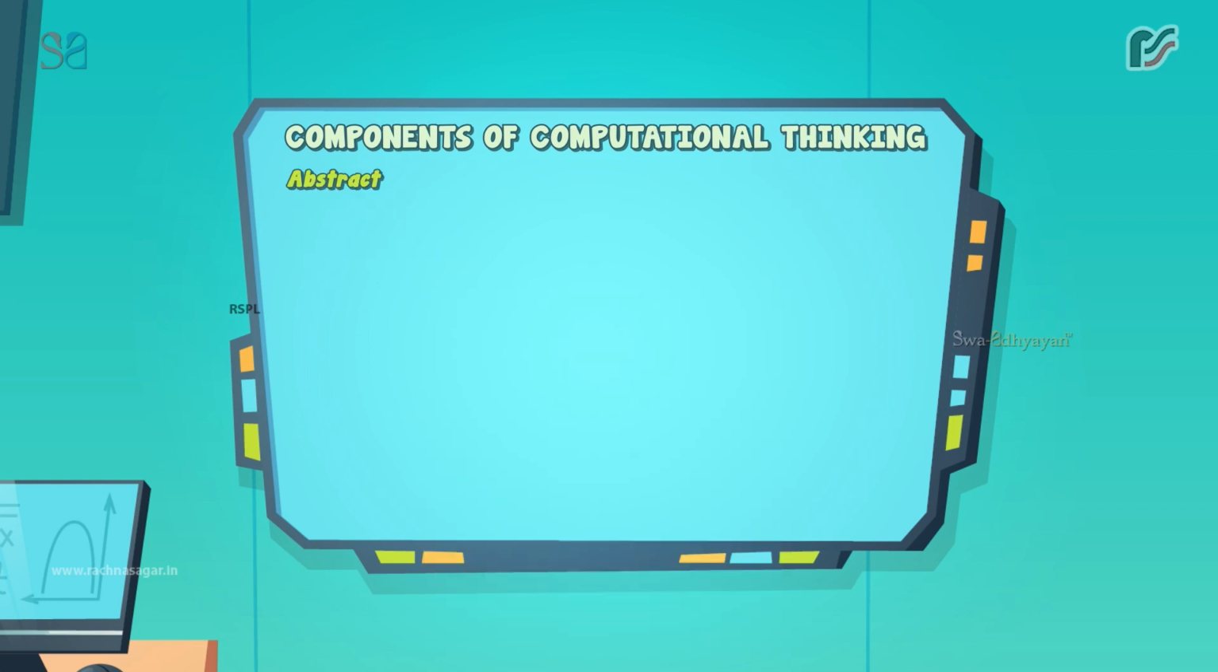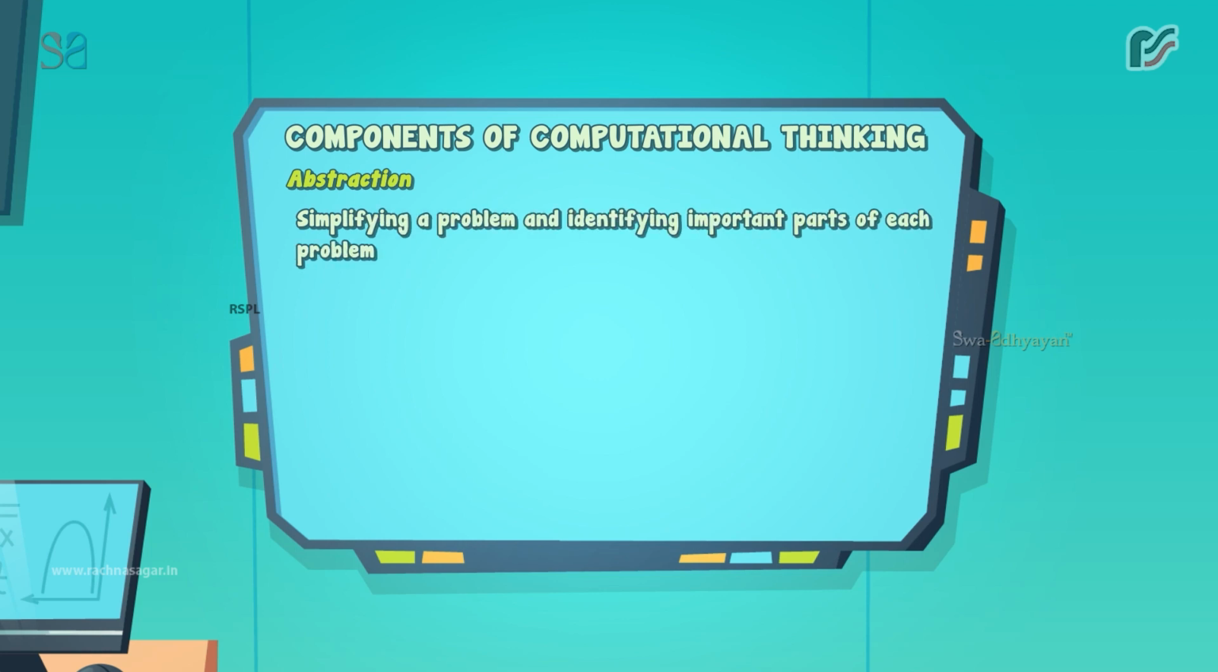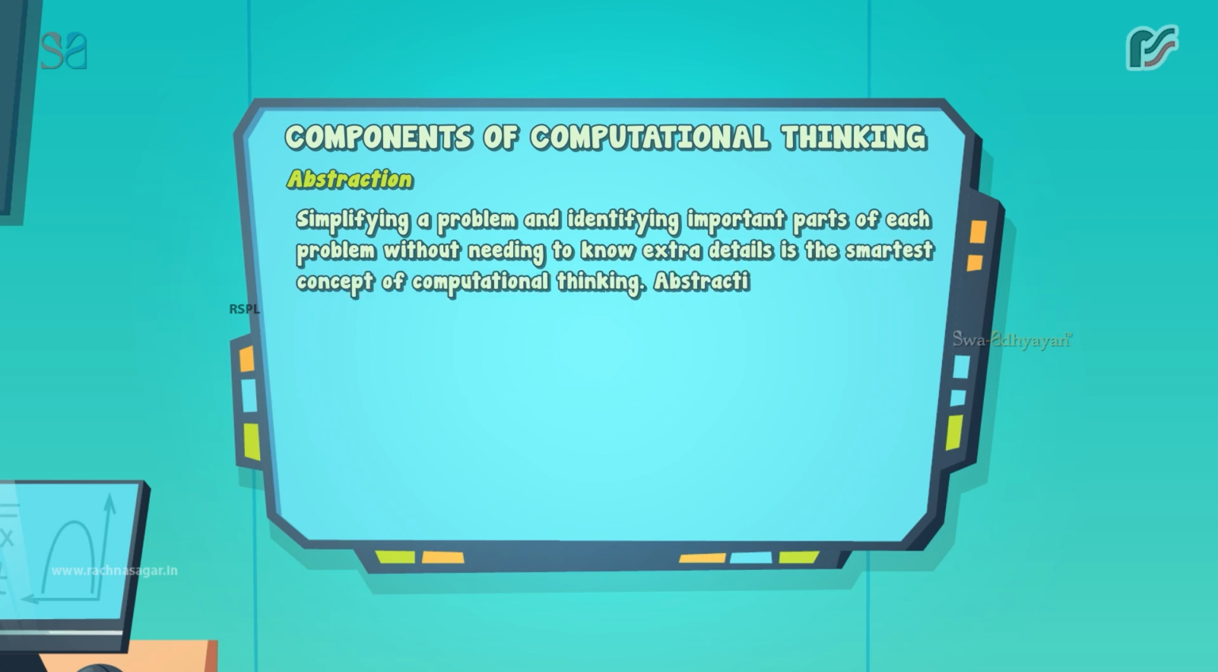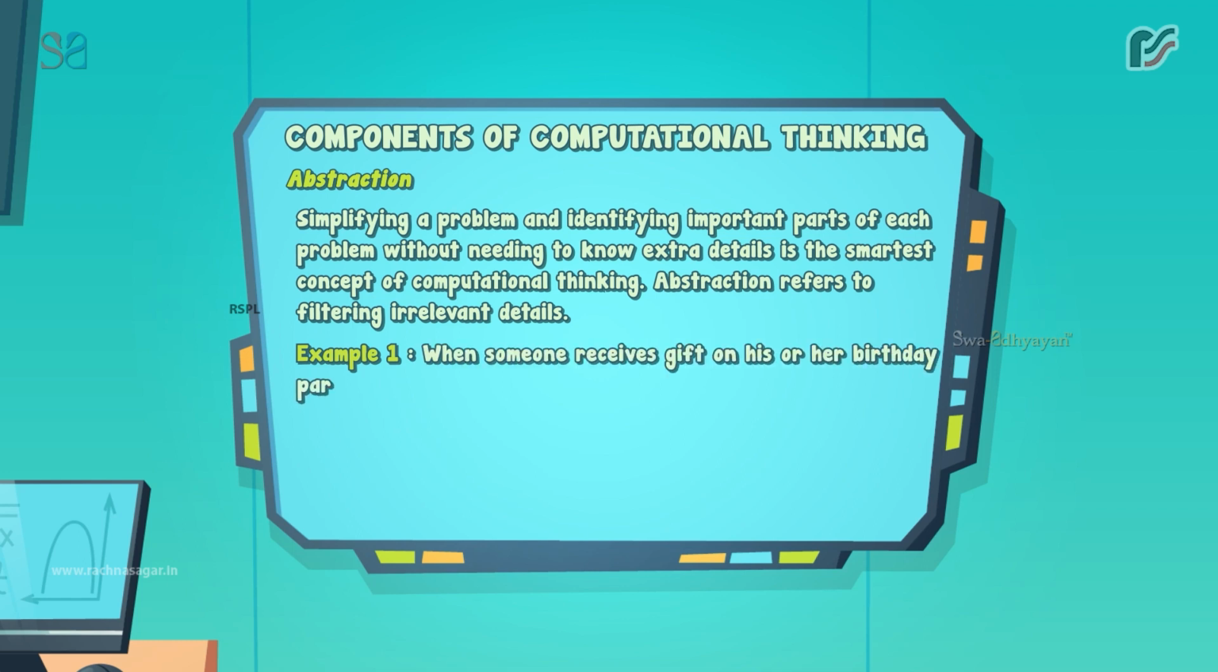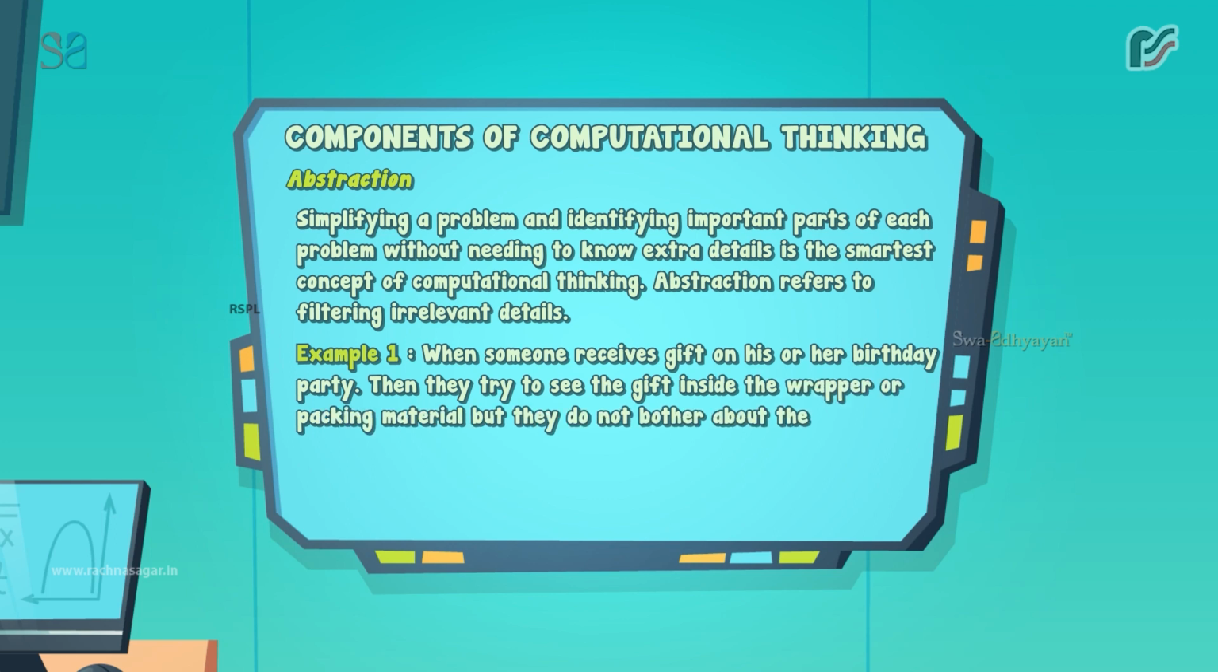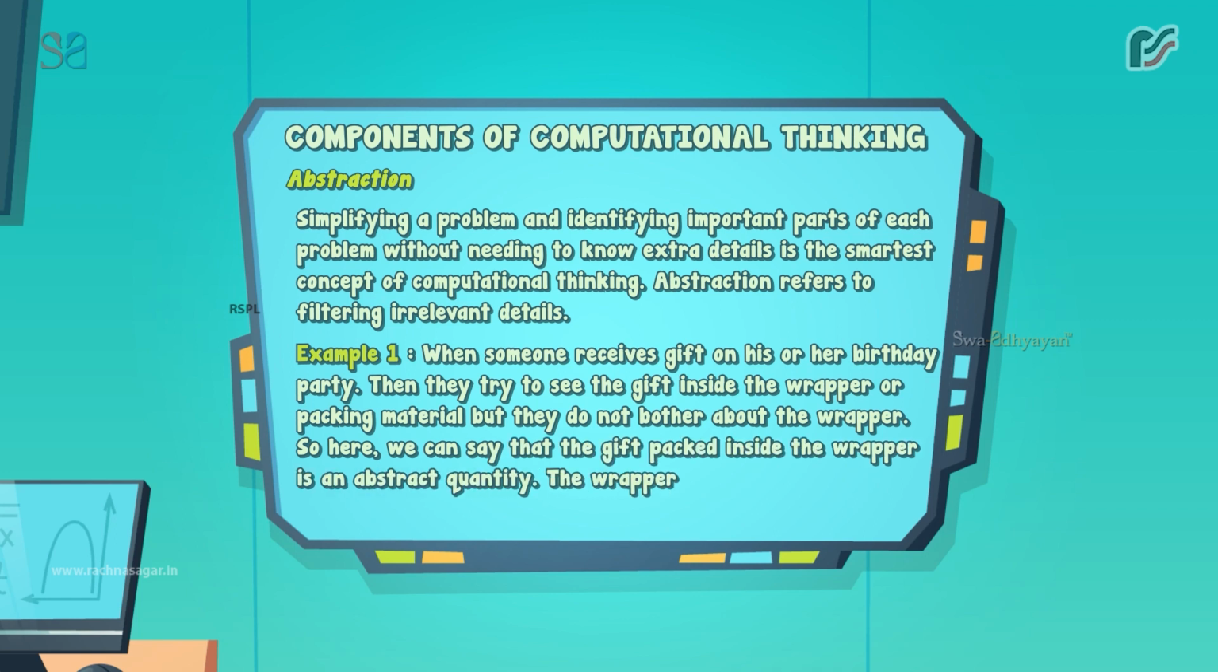Moving on to the third component, that is abstraction. Simplifying a problem and identifying important parts of each problem without needing to know extra details is the smartest concept of computational thinking. Abstraction refers to filtering irrelevant details. An example is when someone receives a gift at their birthday party. Then they try to see the gift inside the wrapper or packing material, but they do not bother about the wrapper. So here, we can say that the gift packed inside the wrapper is an abstract quantity. The wrapper does not have any use, so it is not an abstract value.